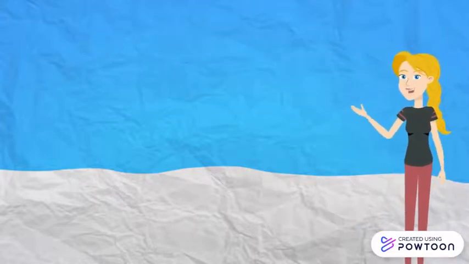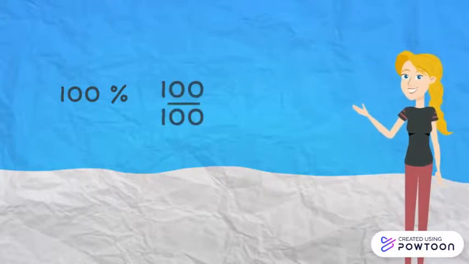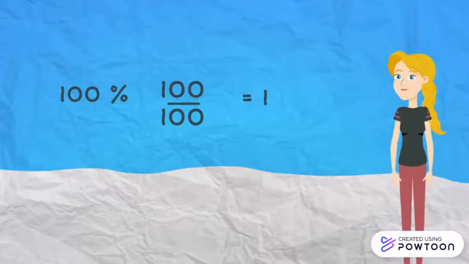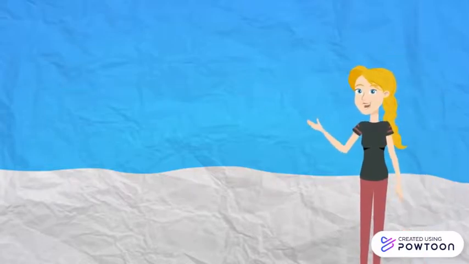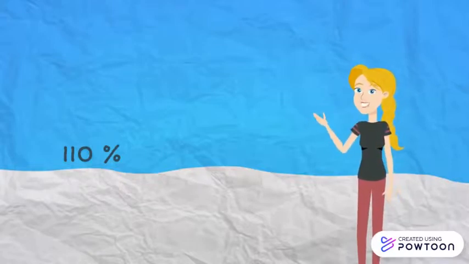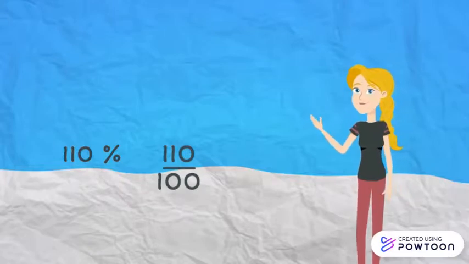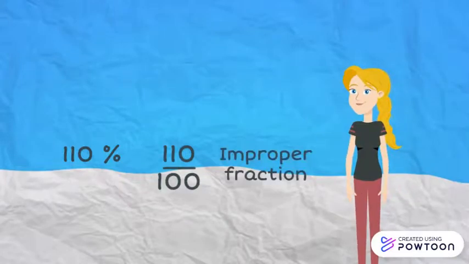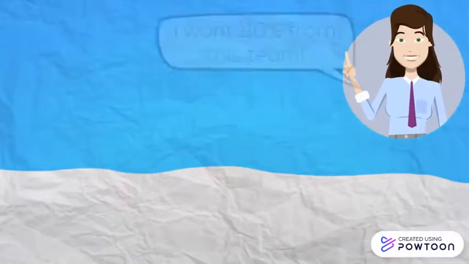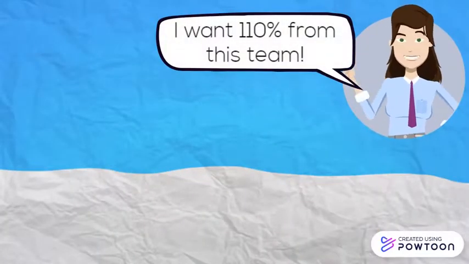What about 100%? Yeah, it's 100 by 100. You can cancel out the hundreds and you get 1. What about 110%? Right again, it's 110 by 100. That is an improper fraction. You must have seen it used in places like your quote saying, "I want 110% from this team."